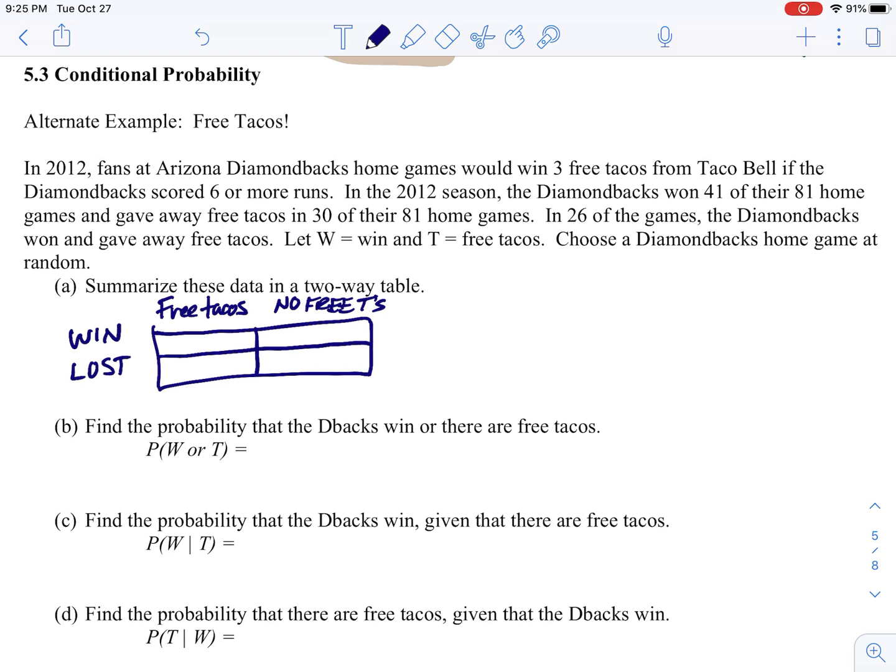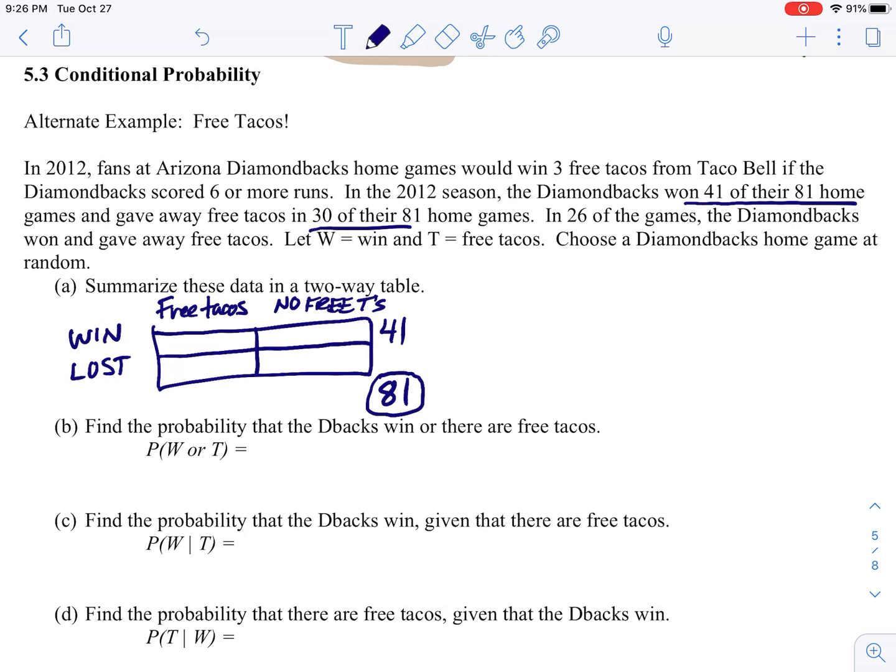So now we have to go back and read carefully. It says that the Diamondbacks won 41 of their 81 home games. So they won 41 of their 81 home games. And again, you have to read this carefully to realize we're talking only about the 81 home games, because the home team gives away the free tacos, not the visiting team. And so the win row would be 41, and the total of all the games is 81. There's 162 games in a baseball season, and half of them are played at home.